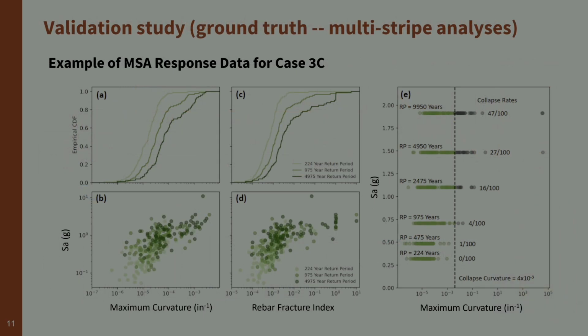So this is an example of the multi-stripe analysis data that we would get. If you look at the right side of the picture here, for example, it's looking at the curvature demands, if you will, under different intensities. We have these 10 different stripes that are shown here.